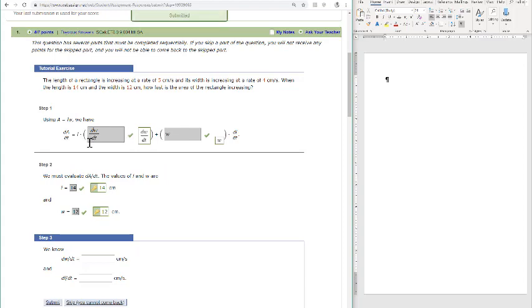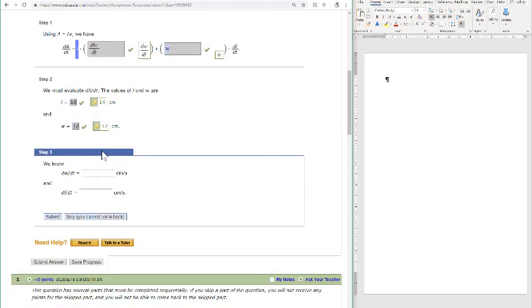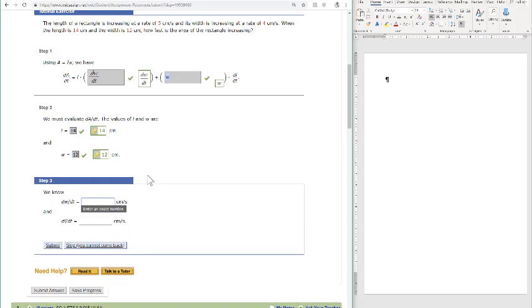So we're going to put that in for L and W, and then now we know that the derivatives also are rates, so centimeters per second. The length is increasing at 5 centimeters, and then the width is increasing at 4 centimeters per second. So dW/dt is 4 centimeters per second and dL/dt, the length, is increasing at 5 centimeters per second.